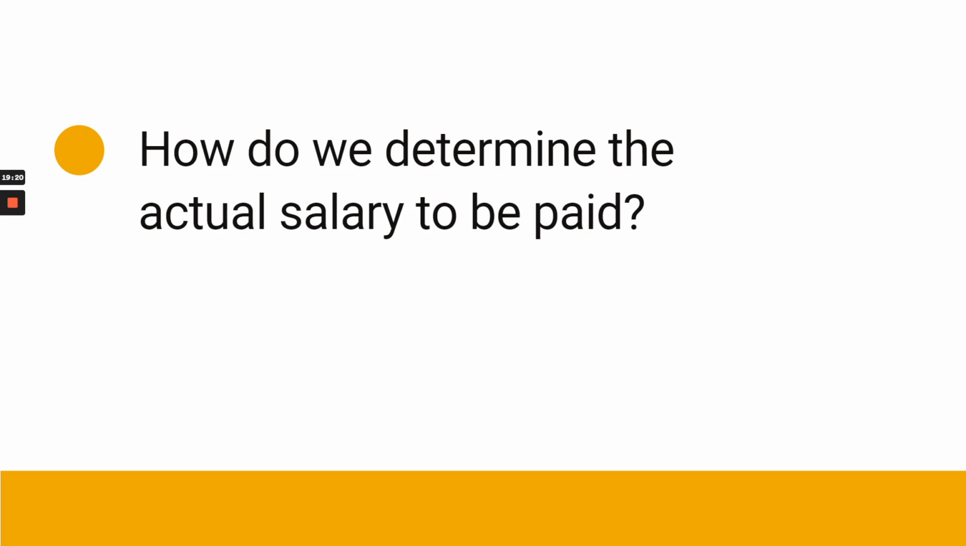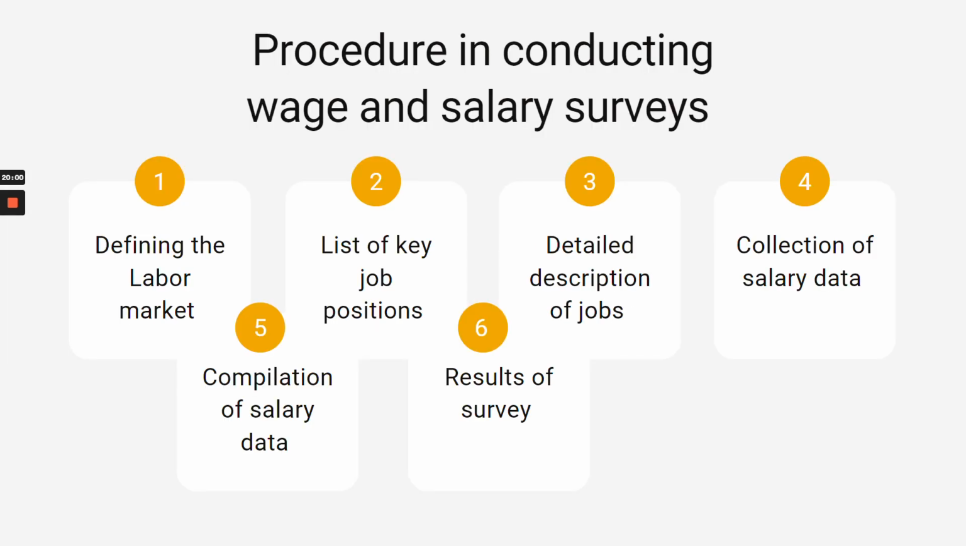Now we are going to determine how we are going to determine the actual salary to be paid. How are we going to do that? In order for us to do that, we have to do wage and salary surveys. What is a wage and salary survey? The term itself says you have to do a survey, to determine the acceptable wage, or a range of wage, for that particular job, or all of the jobs that you need, right? So how are you going to do that? There are steps in order for you to do the salary survey.